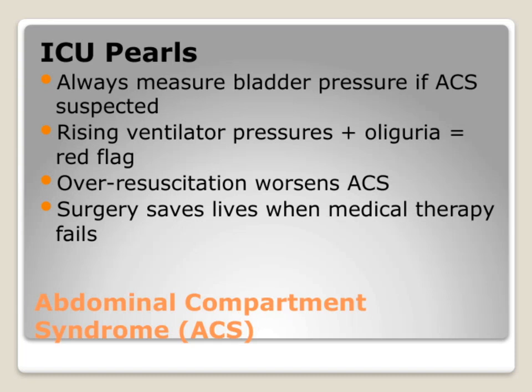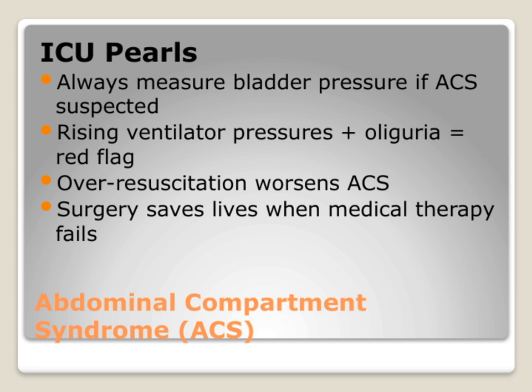Let's go over some key pearls for managing patients with abdominal compartment syndrome. First, it's crucial to always measure bladder pressure if ACS is suspected. This helps us accurately assess the intra-abdominal pressure and determine if it's contributing to the patient's clinical deterioration. Next, keep an eye out for rising ventilator pressures combined with oliguria. These can be red flags indicating increased intra-abdominal pressure, impacting respiratory function and kidney perfusion. Recognizing these early allows us to intervene promptly.